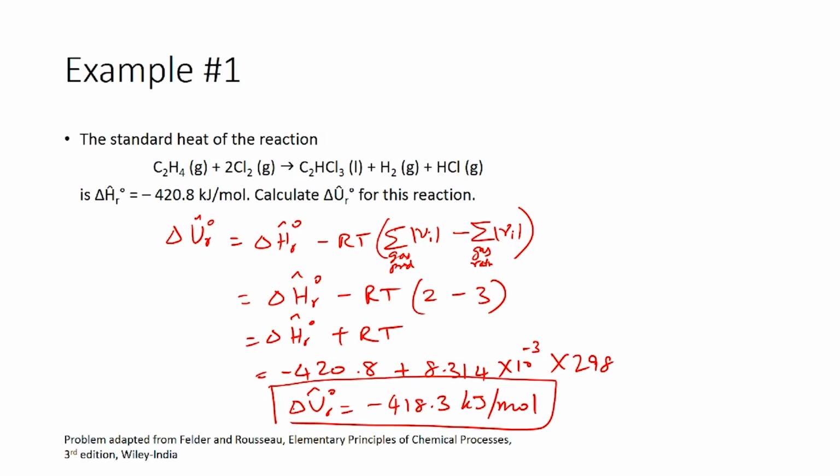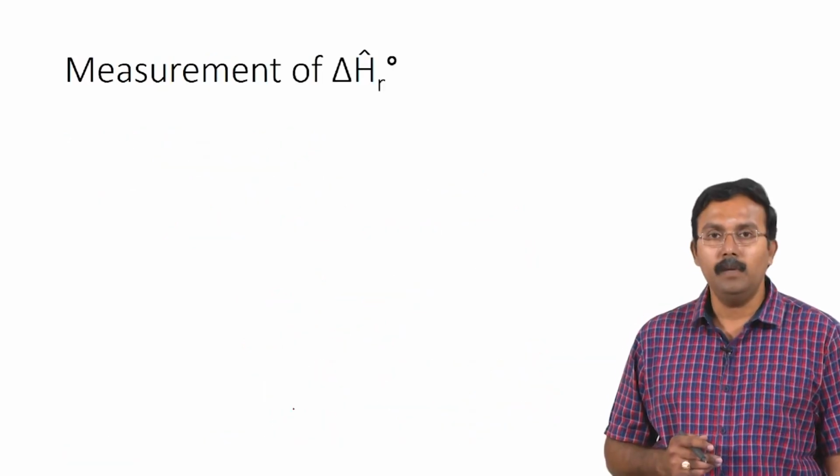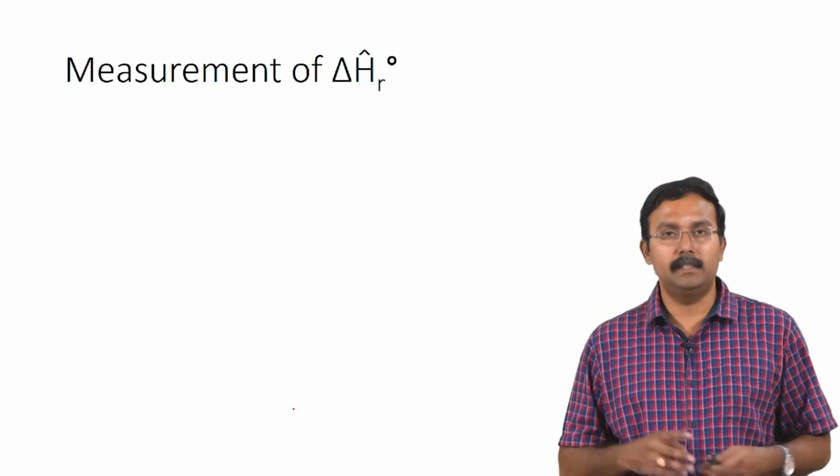So this is how you would calculate the change in internal energy for a reaction, and this value delta UR cap would have to be used for reactive processes happening in closed systems at constant volume. So, moving on to the next concept, how do we actually measure this HR cap?